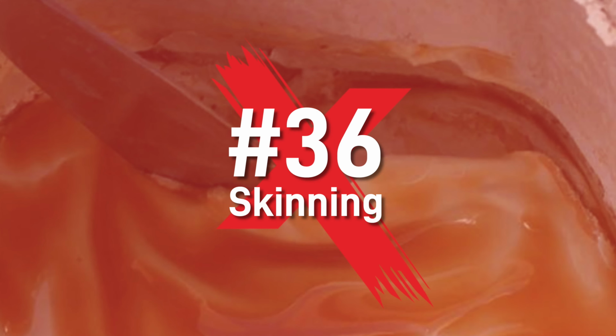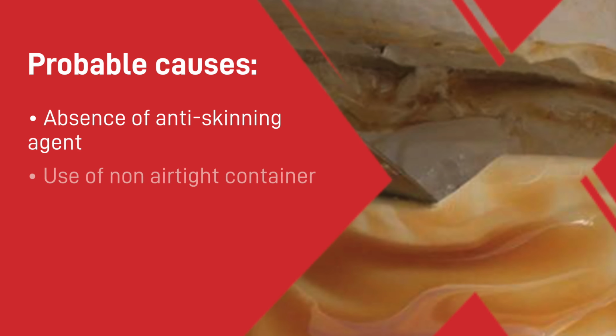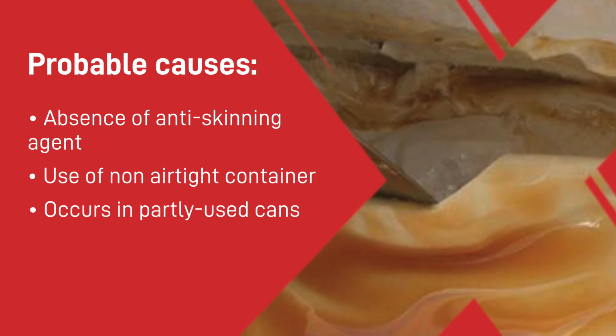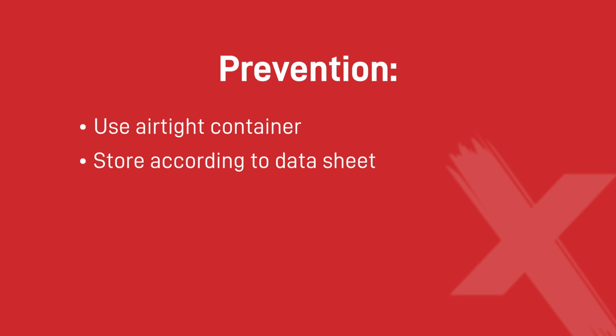Problem number 36 is skinning. This can be caused by the absence of an anti-skinning agent in the paint, use of non-airtight containers or non-original storage conditions, and often occurs in partly used cans. To prevent this, use an airtight container and store according to the official data sheets.